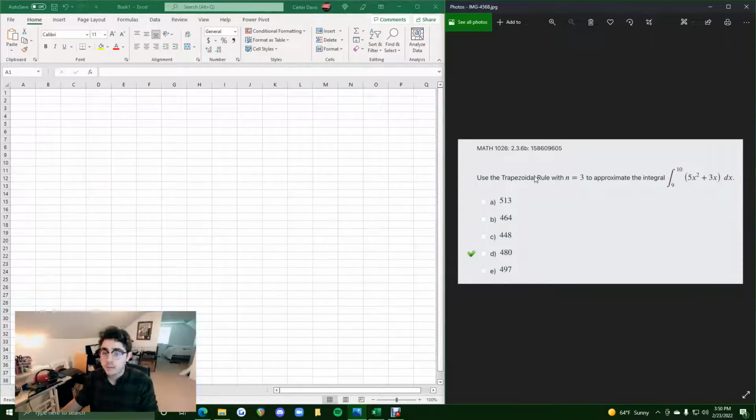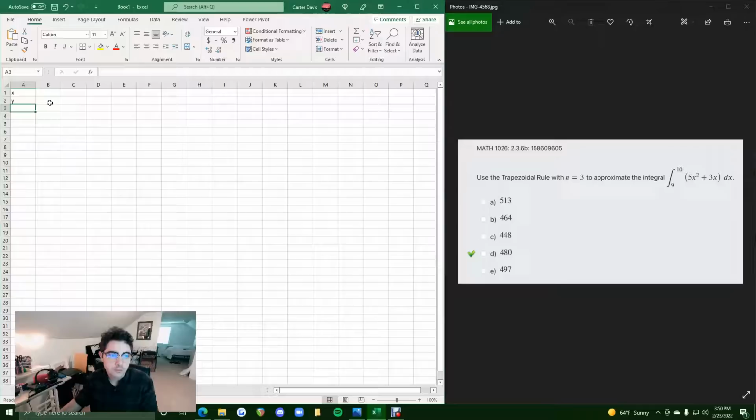Okie dokie. In this problem, they tell us to use the trapezoidal rule with n equals 3 to approximate the integral from 9 to 10 of 5x squared plus 3x dx. So this is nothing we have not seen yet, so let's just jump into it.